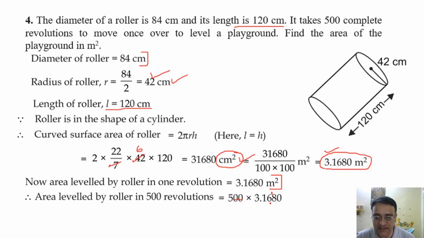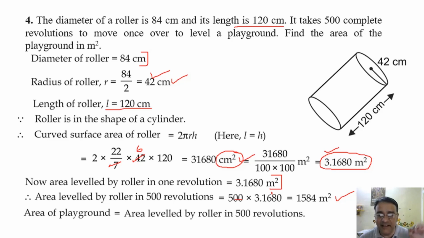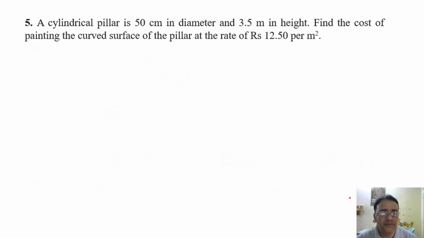Okay, 316.8 into 5, that is 1584 meter square. So this is the area of the playground. Why? Because the area of the playground will be the area leveled by the roller in 500 revolutions, and that is nothing but 1584 meter square. Any doubt in this question? No, sir. Okay, now we are moving towards question number 5.